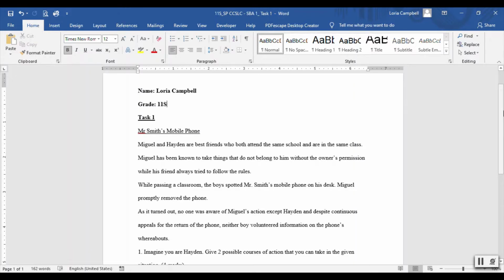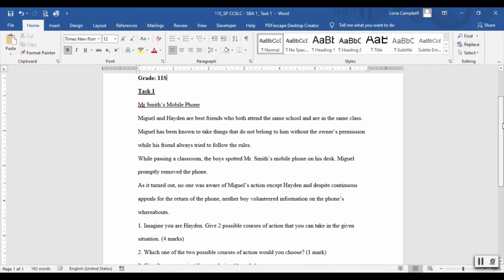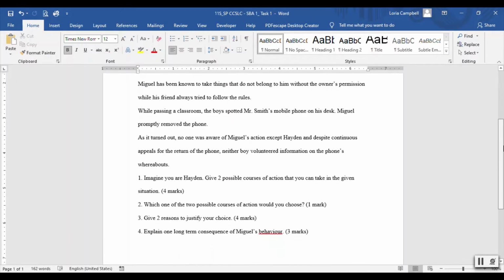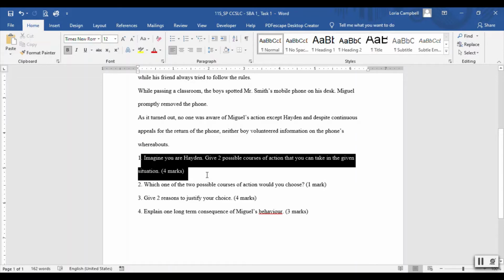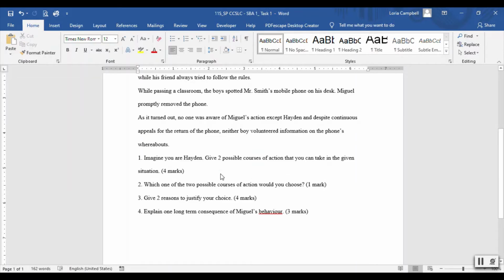And that's the scenario. And of course, this is dealing with module 1, which deals with moral dilemma, as well as self-dimension and the family. So this is a moral dilemma, of course, where you're called to make a moral judgment. Make a decision about what is right and what is wrong. First question. Imagine that you are Hayden. Give 2 possible courses of action that you could take in this situation, and this is valued 4 marks. And note it says 2 possible courses of action.